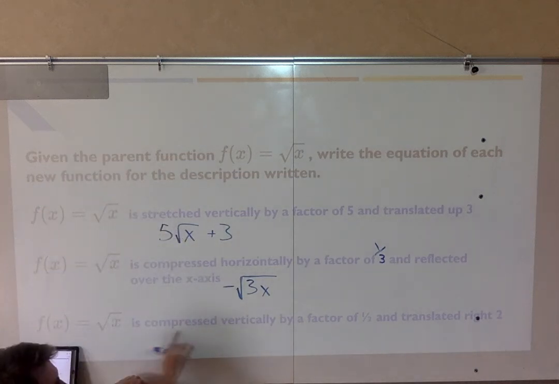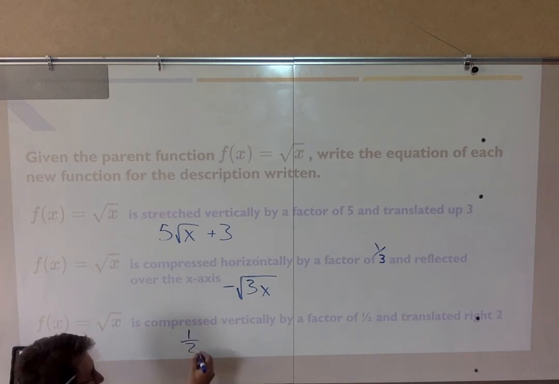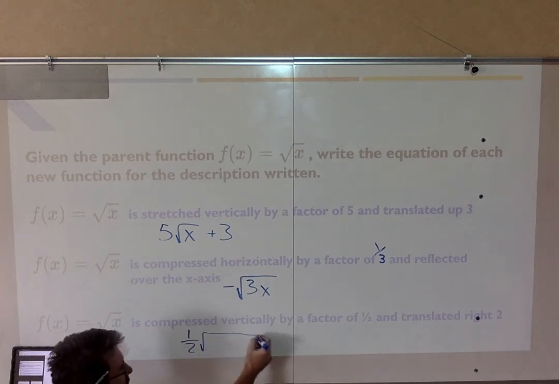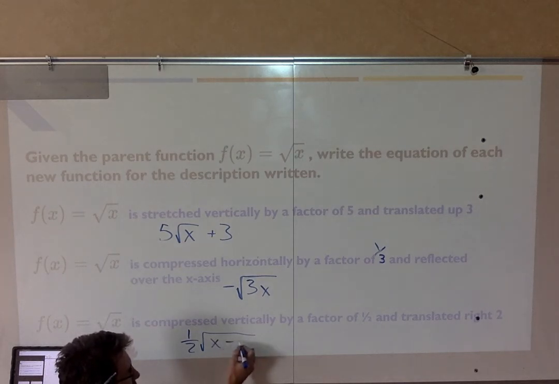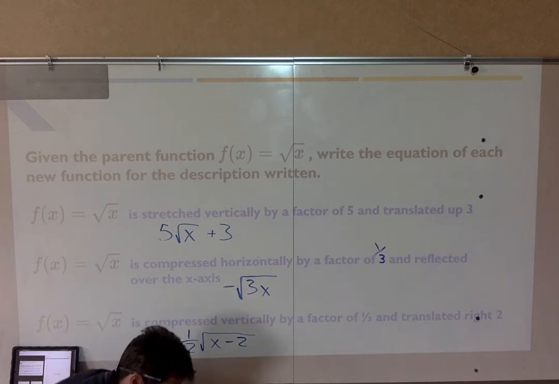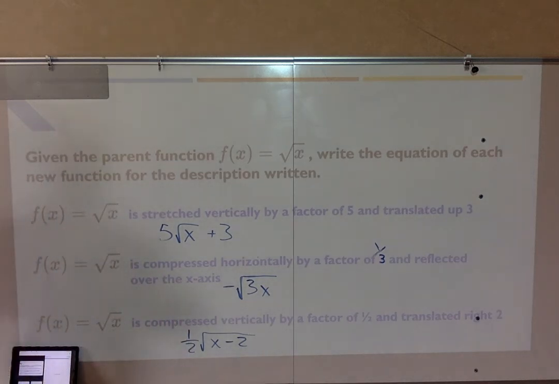Okay, so compressed vertically by a factor of 1/2. That means there's a 1/2 on the outside. And then translated right, to move something to the right, you have to subtract on the inside of the grouping symbol, like that.